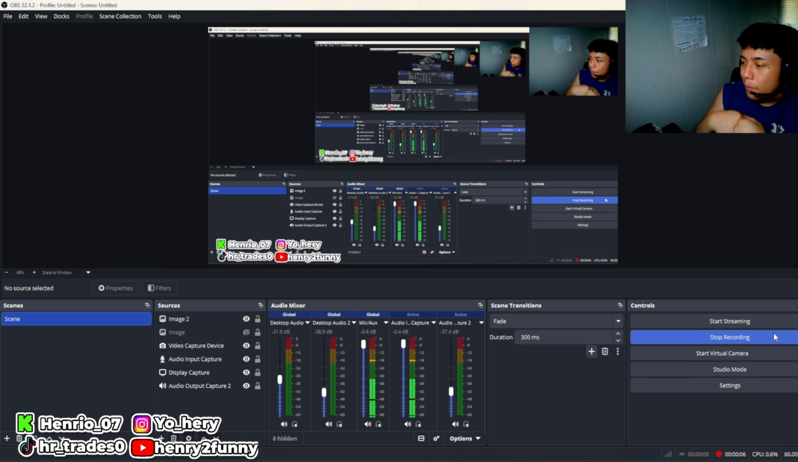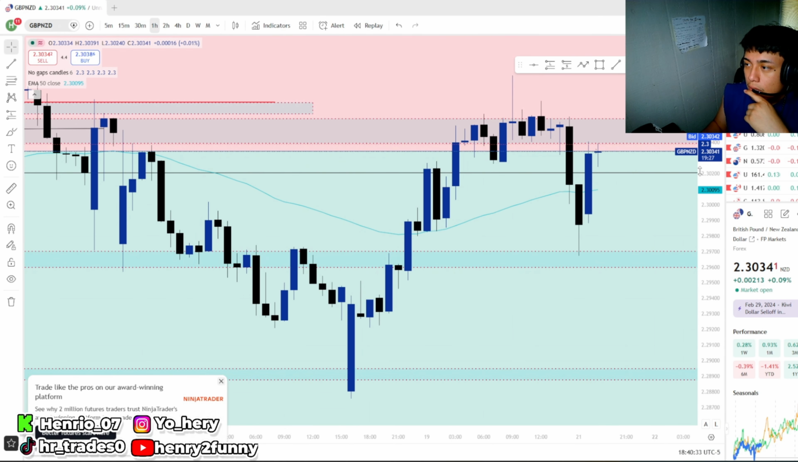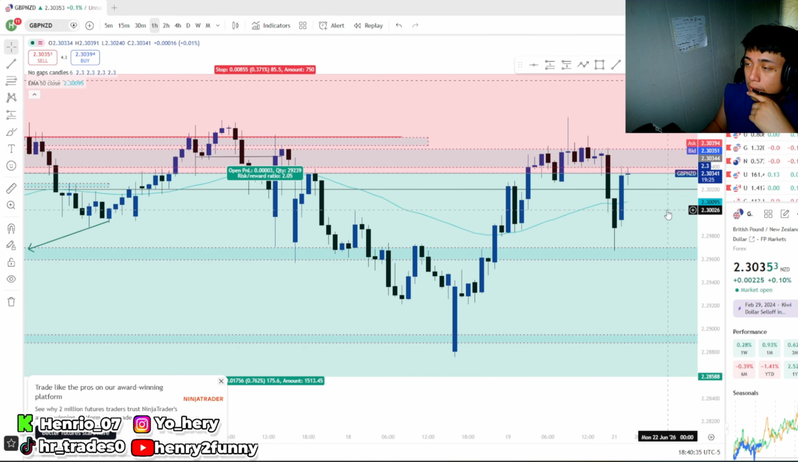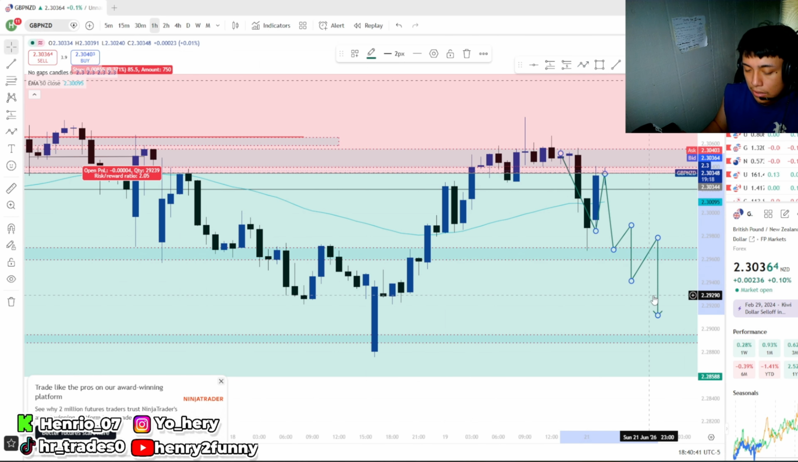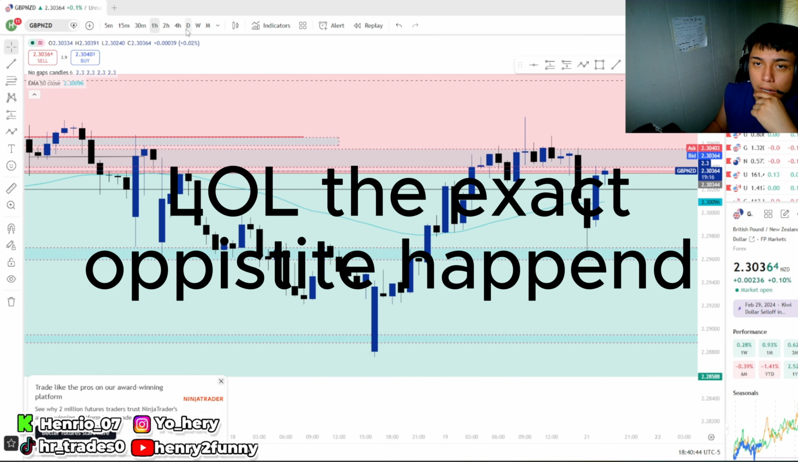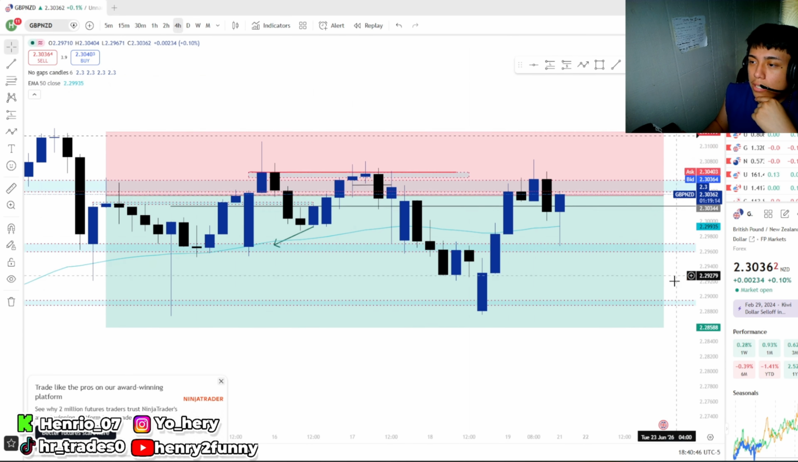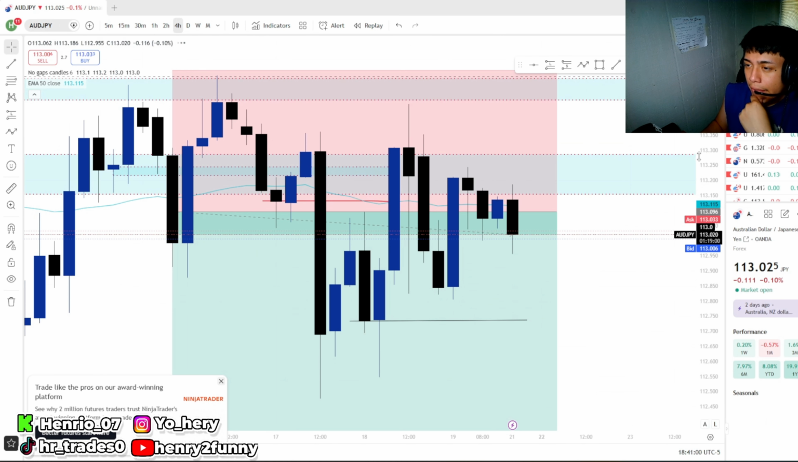What is up, y'all? I'm back. Markets are open at the moment. This is how the markets are looking like. If price is able to respect this area, then price is going to most likely continue going lower. But this is how the market is looking like at the moment.